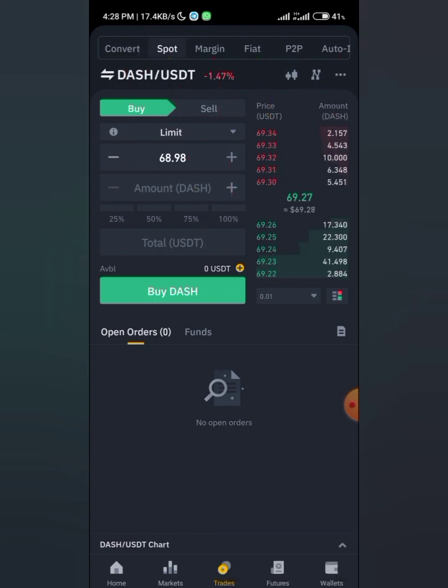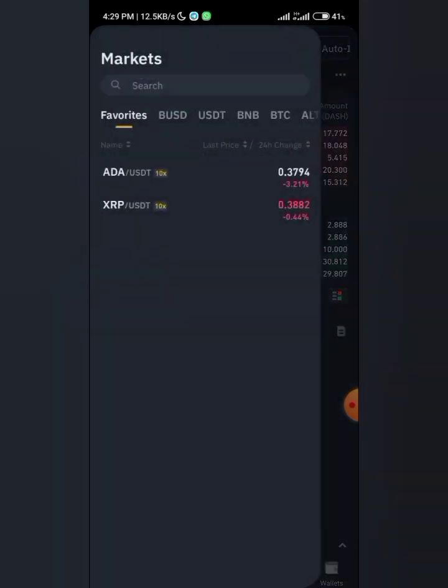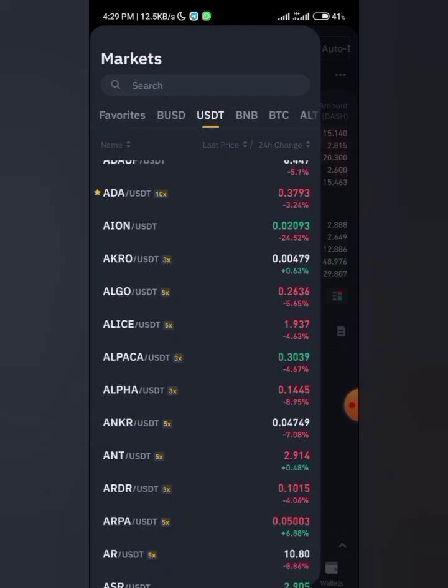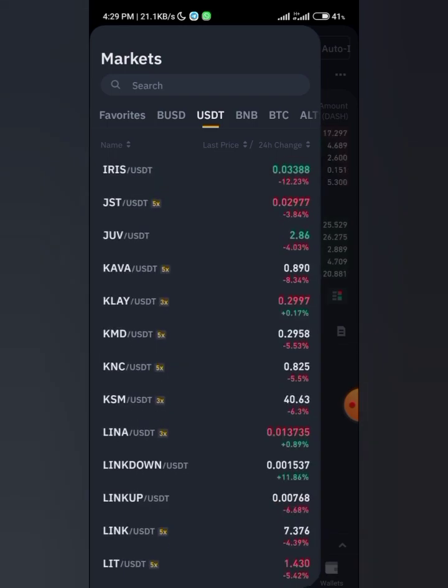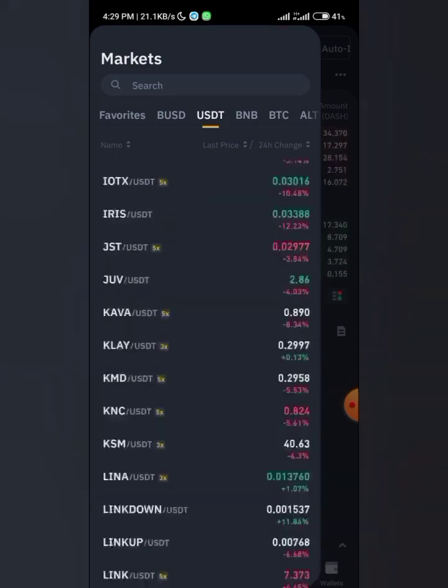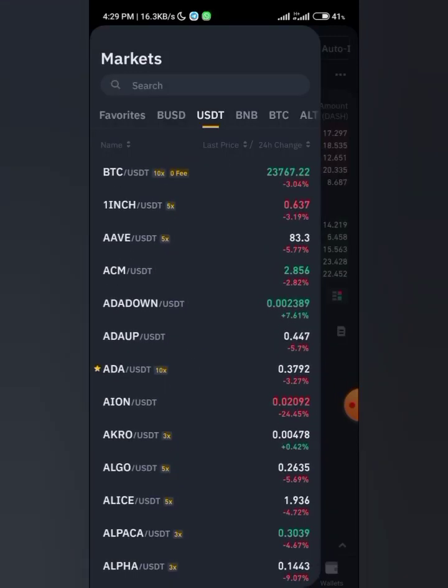Once you are here, you got to know that in this place you have what we call the trading pair, where we have dash/USDT. This simply means the pairs you are trading. So if you click on it, let me click on it, you can see that you can actually select any pair that you want to trade on. You can see a lot of them here. There are so many, so you can choose any trading pair that you actually want to trade on.